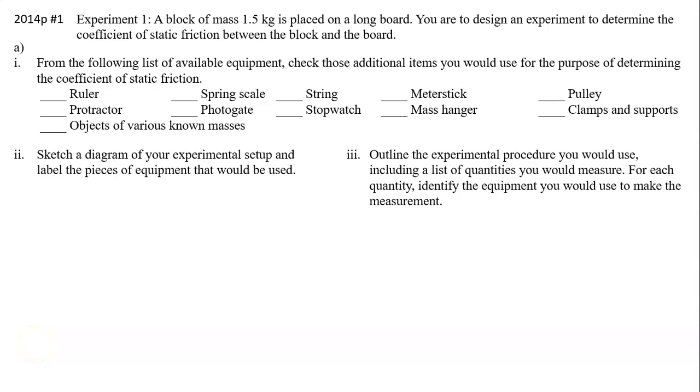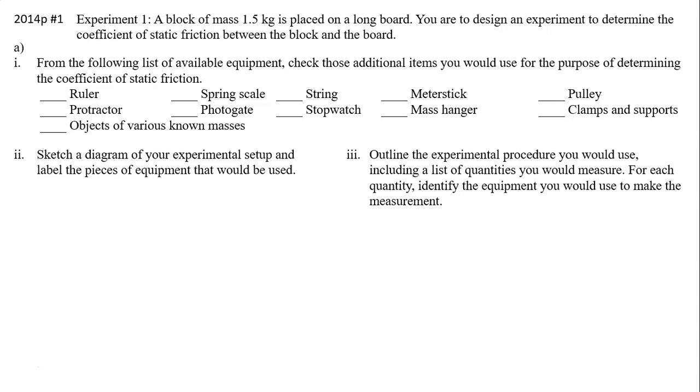Today we are going to go over an example about how we do lab questions. So here it goes. Experiment 1. A block of mass 1.5 kilogram is placed on a long board. You are to design an experiment to determine the coefficient of static friction between the block and the board.